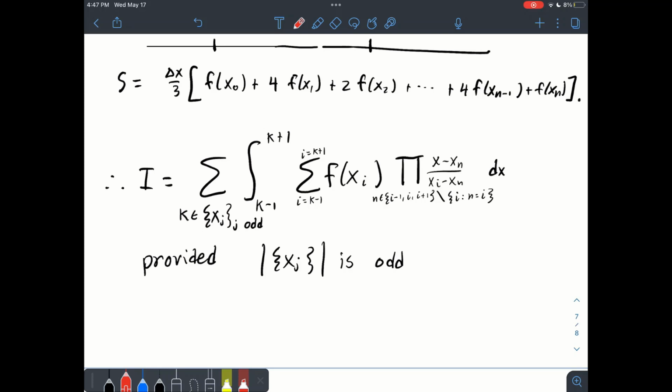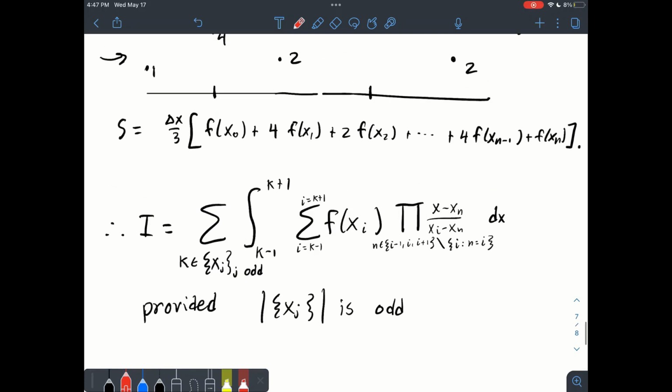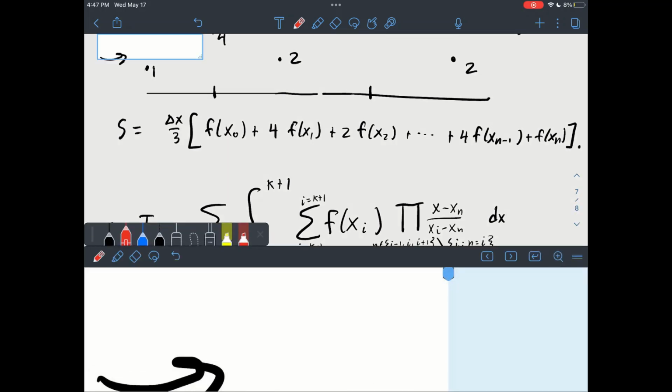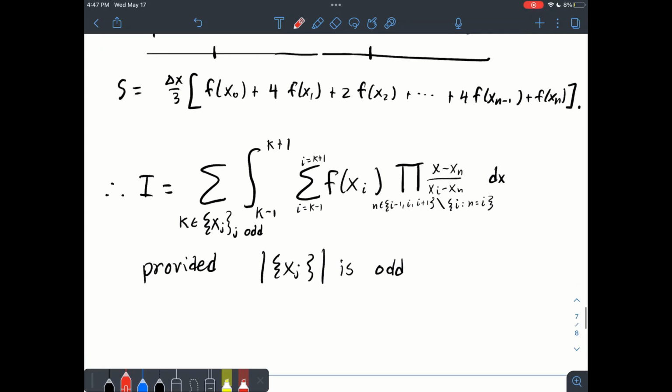And we also know that there has to be an odd number of nodes in order for this to work, because we have to have this form. So we have to be able to start with a 1, go 4, 2, 4, 2, 4, 2, 4, 1, right? So that's going to be the Simpson's rule.